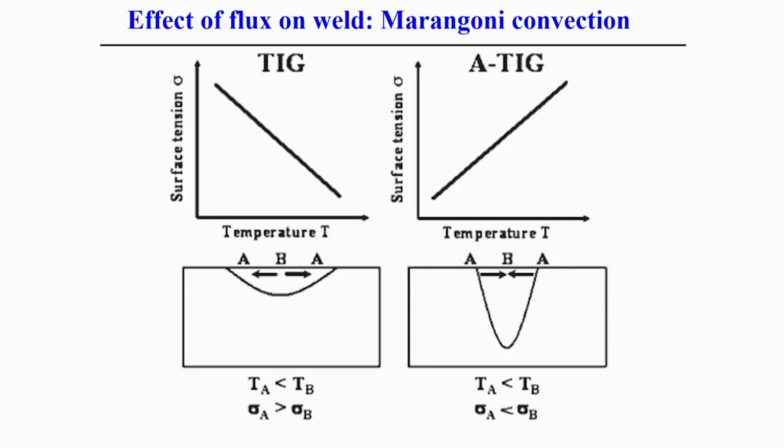Now, there is another way in the case of TIG welding, by modifying the TIG welding process. That is called the activated TIG welding process, or activated tungsten inert gas welding process.